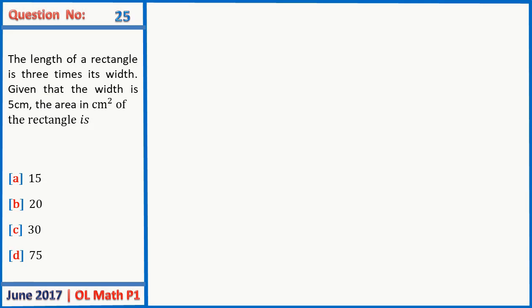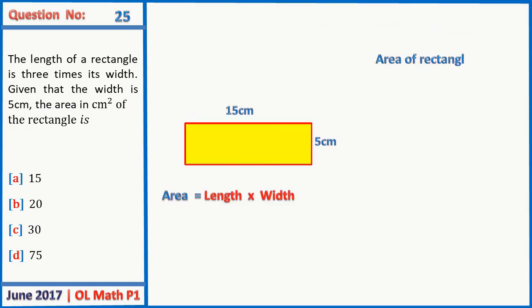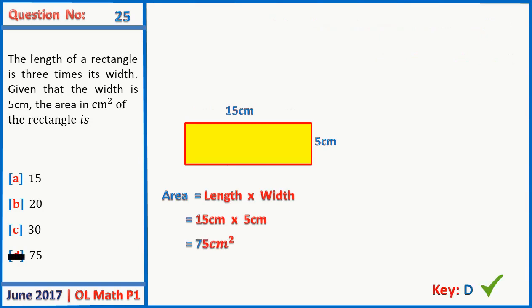Question number 25. The length of a rectangle is thrice its width. Given that the width is 5 centimeters, the area in centimeters squared of the rectangle is. The length is thrice the width, so the length is 5 times 3, which is 15 centimeters. Area is given by length times width, that gives us 15 times 5, which is 75 square centimeters. The key is D.